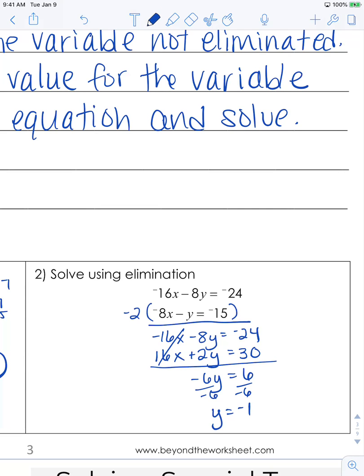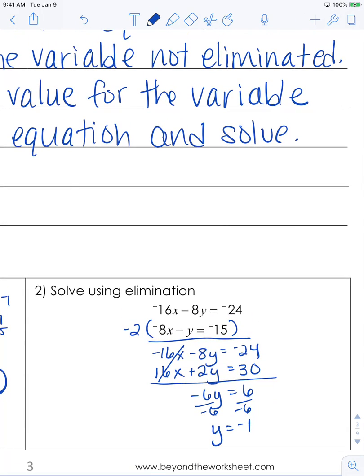I'm going to substitute back into one of the original equations. I'm going to pick the second one. So we'll have -8x minus -1 equals -15. -8x plus 1 equals -15. Subtract the 1 on each side. -8x is equal to -16. x is equal to 2. So our answer is 2, -1. Of course, we have to check.